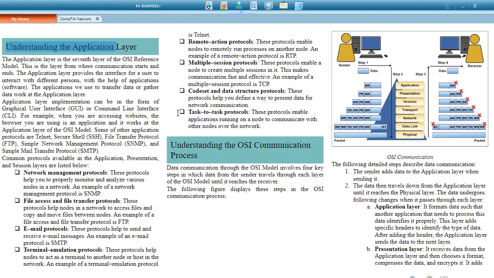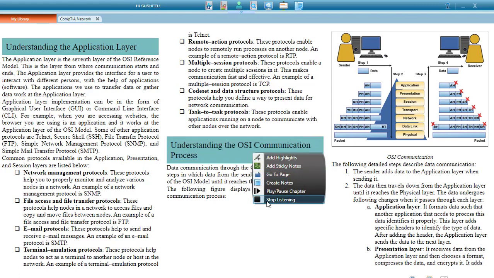Application layer implementation can be in the form of a graphical user interface, GUI, or command line interface, CLI. For example, when you are accessing websites, the browser you are using is an application, and it works at the application layer of the OSI model. Some other application protocols are Telnet, Secure Shell, SSH, File Transfer Protocol, FTP, Simple Network Management Protocol, SNMP, and Simple Mail Transfer Protocol, SMTP.